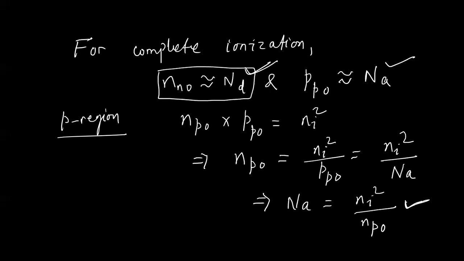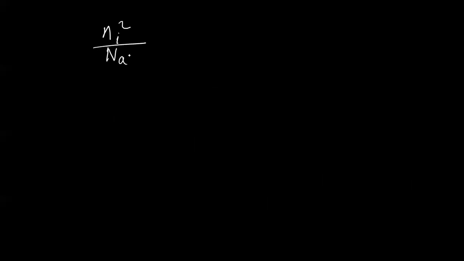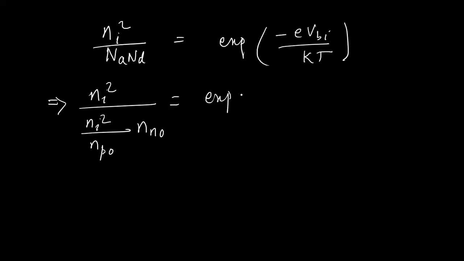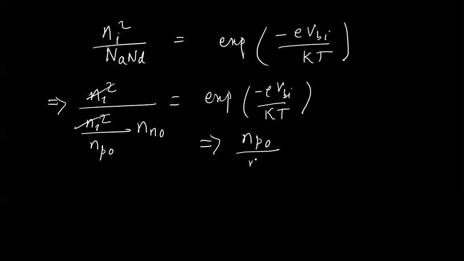So our original expression, I'm just writing it again, Ni square divided by NaNd is equal to e to the power minus EVBI divided by KT, right? Now what I said, we will substitute for this Na and Nd. So we can write this Ni square, and this Na we wrote as Ni square divided by Np0 multiplied with Nn0, right? That can be written as exponential of the rest, EVBI divided by KT. So from this you can see Ni square got cancelled, this Np0 will go up. So we got Np0 divided by Nn0 is equal to exponential of minus EVBI divided by KT, right?